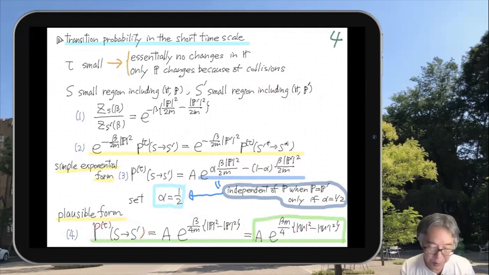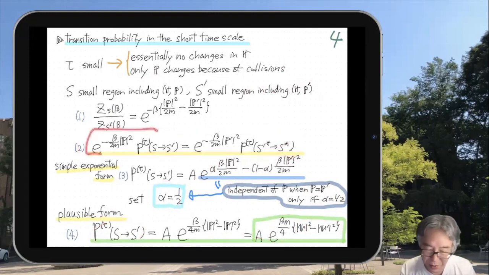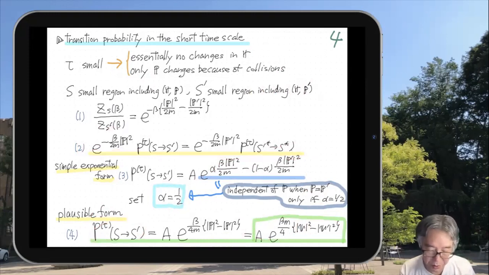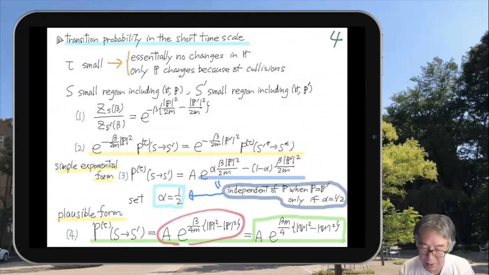But we derived this symmetry, and I want to stress that. There is nothing wrong about this, so we can trust this. And then we asked what is the most natural, simple form which satisfies this relation. Well, I argue that it's this or this.